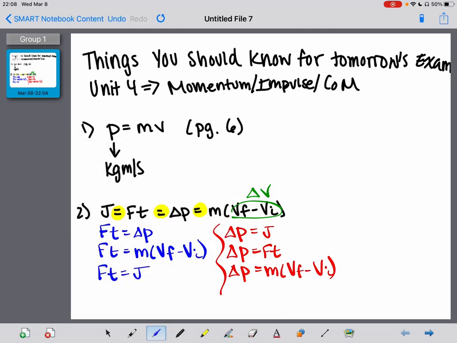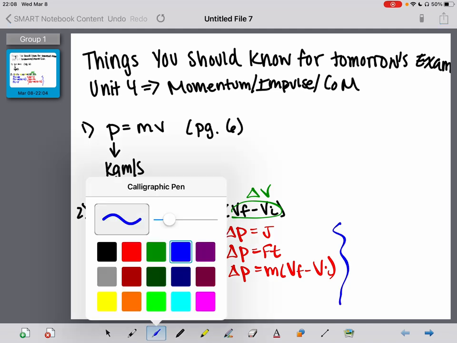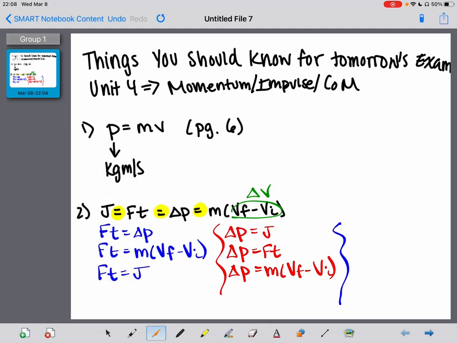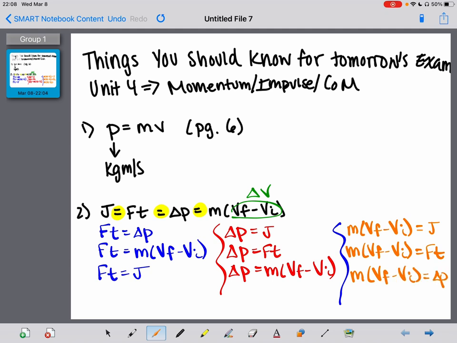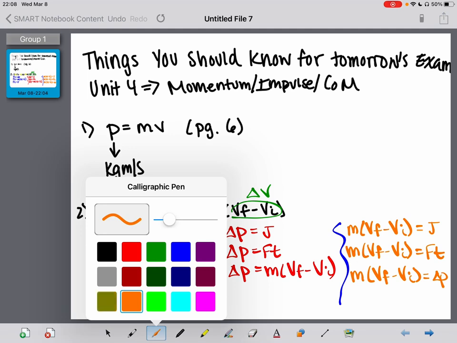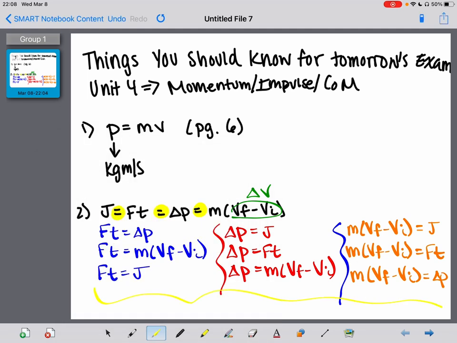And then I can also say, and I'll use a different color, orange, that m times Vf minus Vi equals J. M times Vf minus Vi equals Ft. And m times final velocity minus initial velocity equals delta P. Notice that all of these are the same thing. Everybody can be set equal to each other.